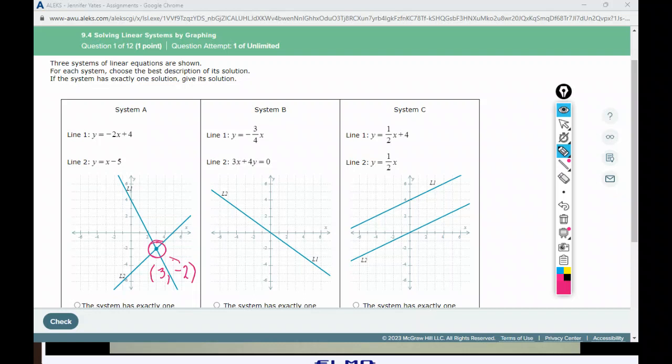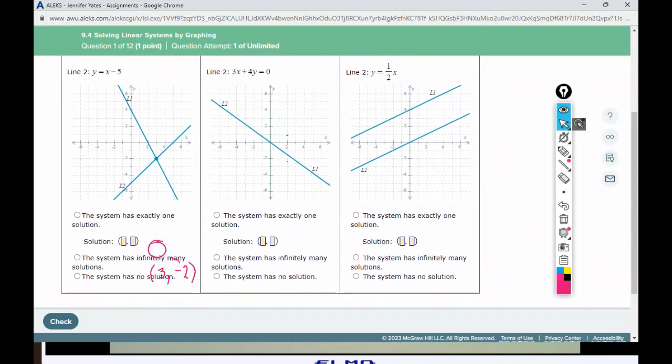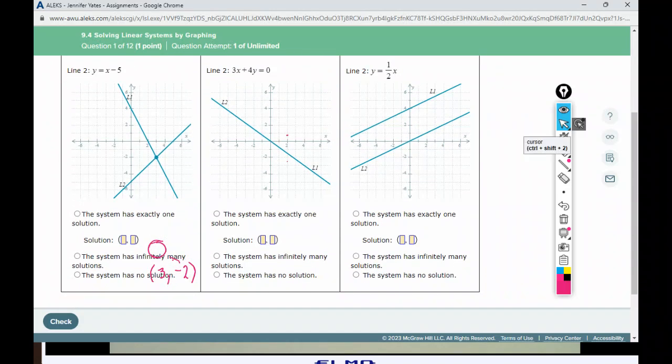Now look, they've graphed both of these lines here, and look, they're the same exact line, right? They're the same exact line. So how many points do they have in common? They have all of the points in common. Yeah. So that means it has infinitely many solutions.